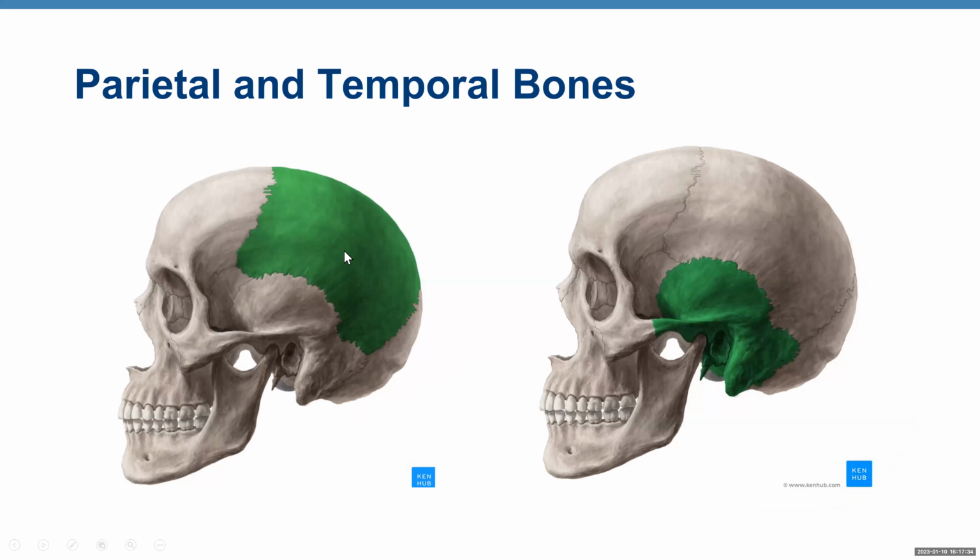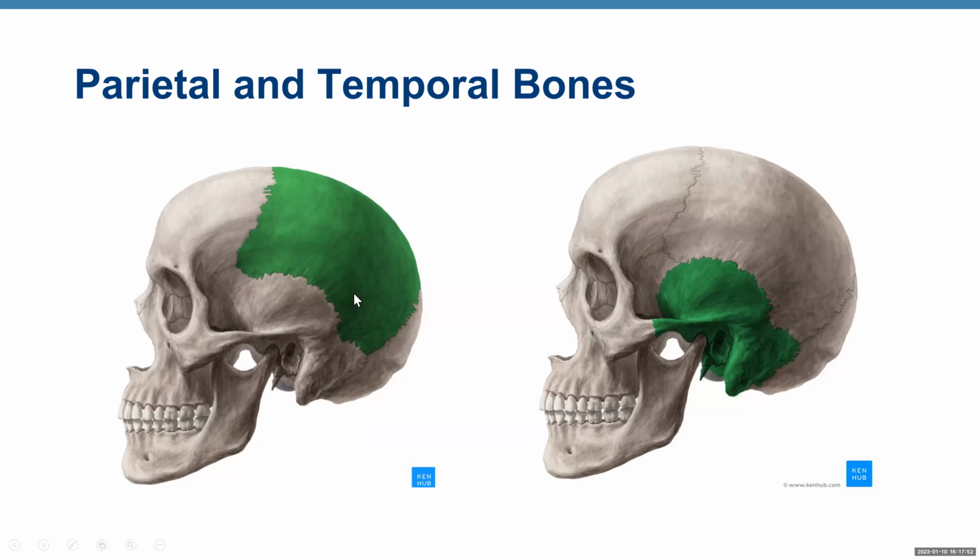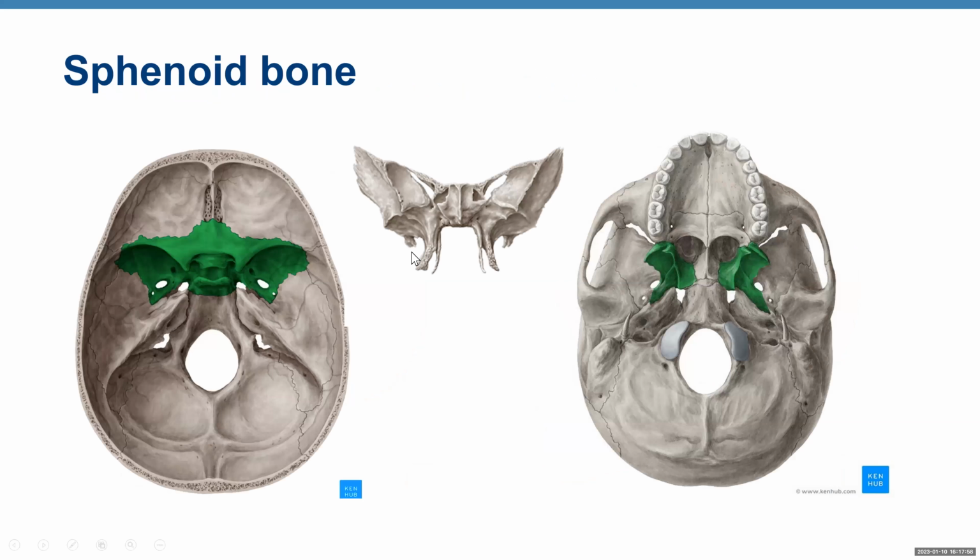On the lateral side, the superior lateral side, we have 2 parietal bones, and on the inferior lateral side, 2 temporal bones. By the way, let me go back. We have 1 frontal and 1 occipital. We have 2 parietal and 2 temporal bones. A sphenoid bone, shown here in green color.